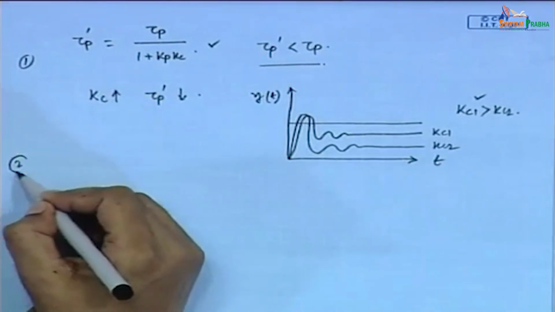Secondly, we can say that the process under P only controller shows offset. That means, it is proved that the P only controller cannot eliminate offset.